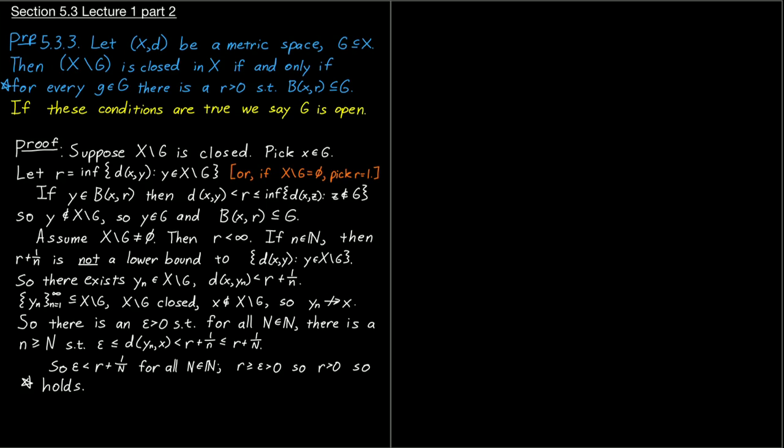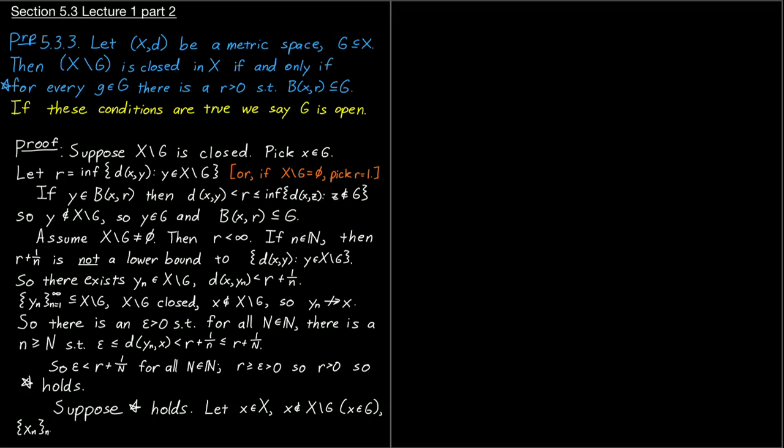And now let's prove the converse. So we suppose that our condition star holds. And we're actually going to prove basically the contrapositive to being closed. Let X be a point in our metric space. X is not in the thing we're trying to show is closed. That means that X is in G.